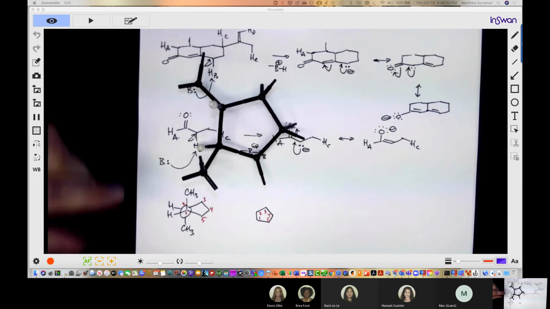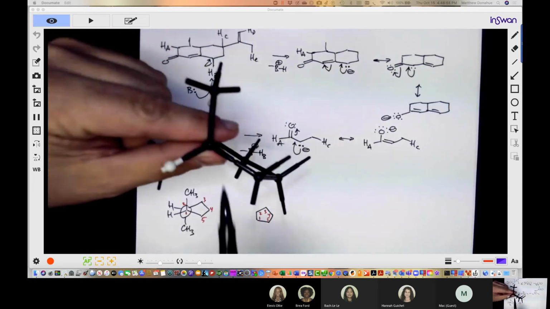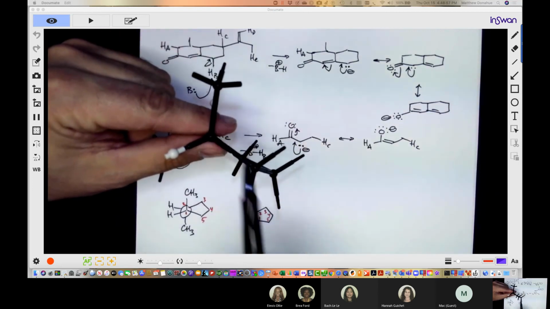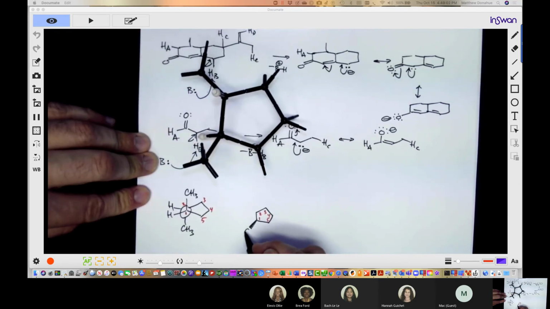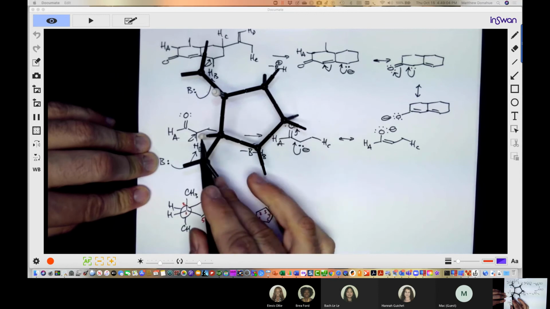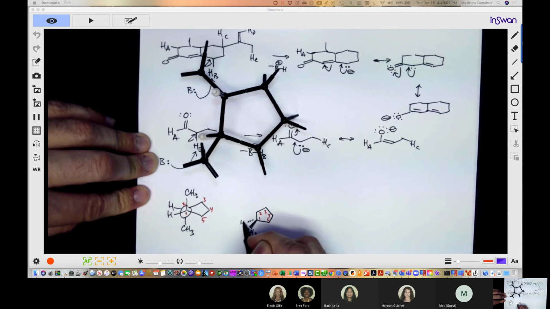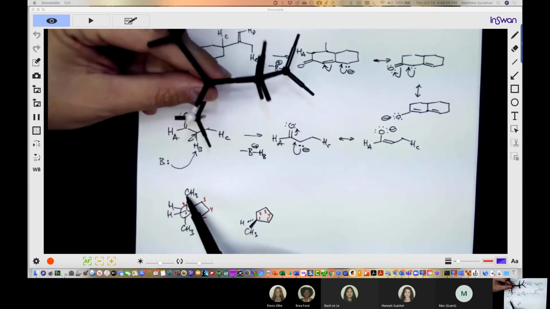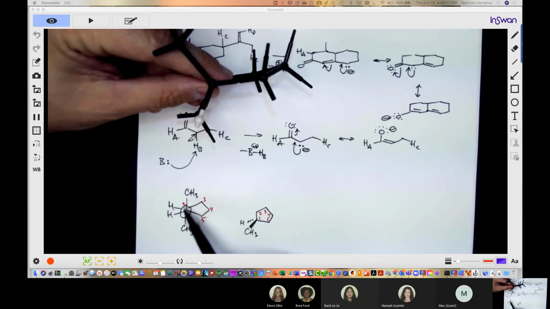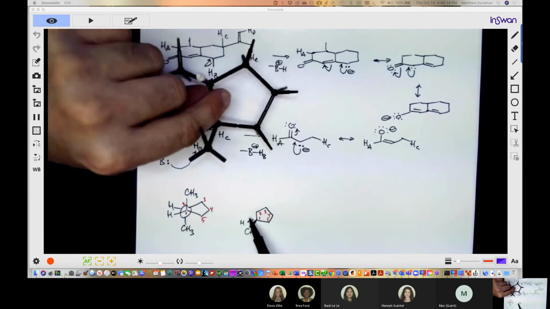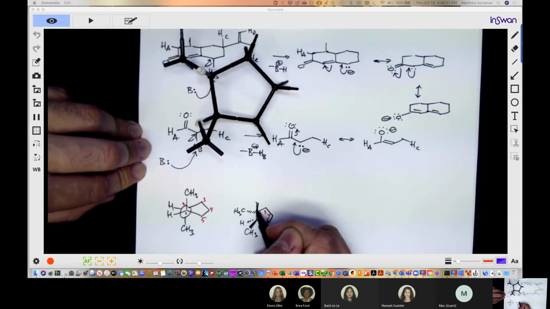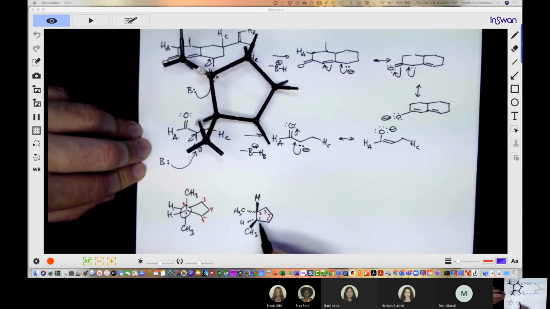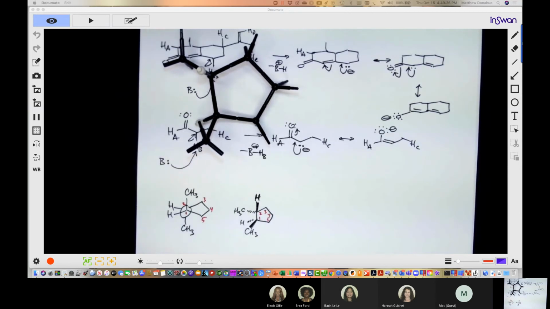And so the wedges and the dashes: this front carbon, that methyl group's going to be up. So that needs to be a wedge. The hydrogen is down. You can see the relationship between the methyl and the methyl is 180, right? So that means this methyl on the back carbon 2 has to be down. And then the hydrogen has to be up. So there's your wedges and dashes.